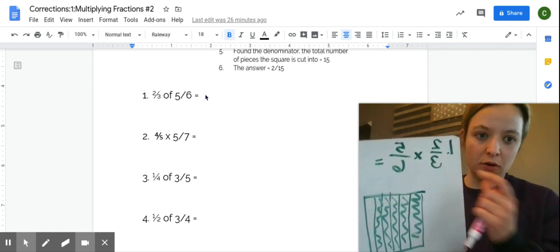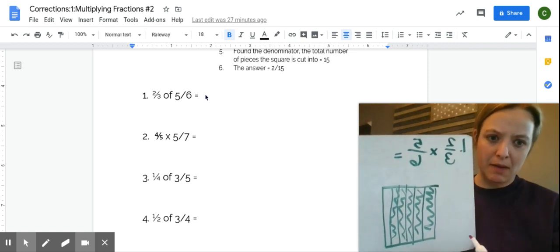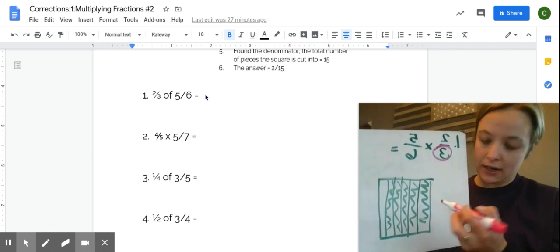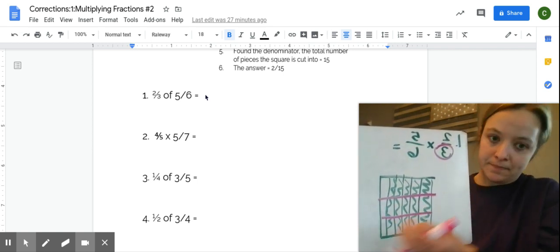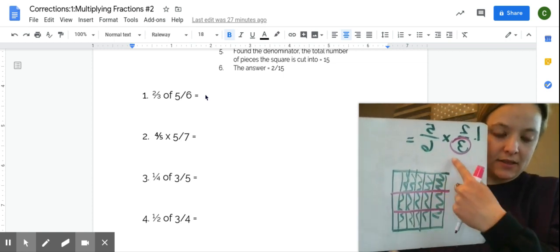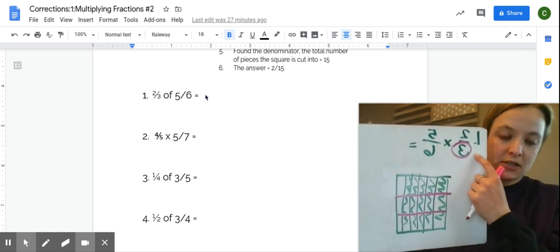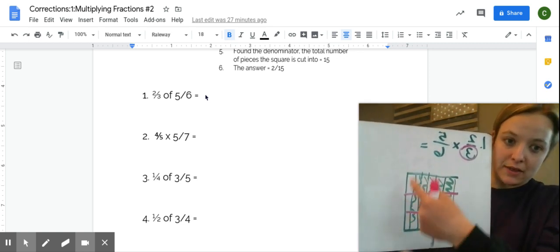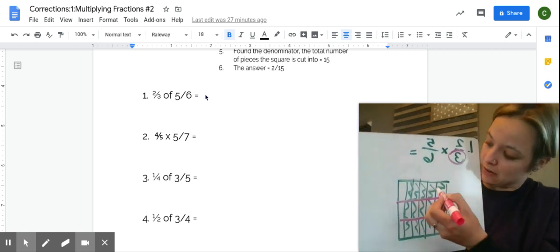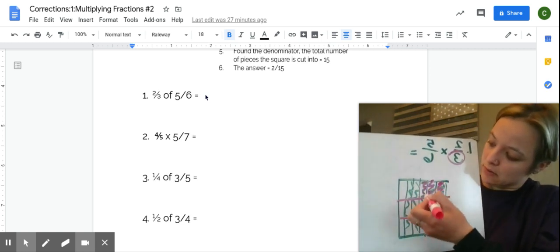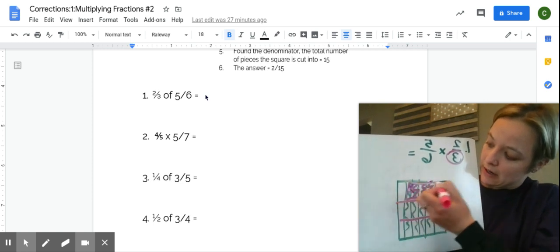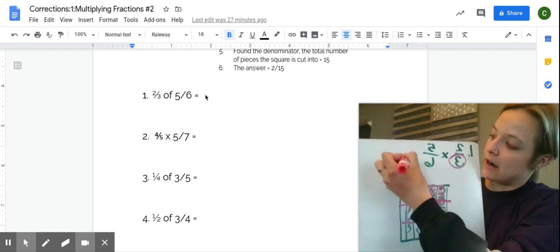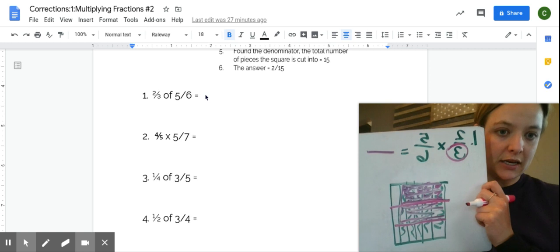Okay, of my 5/6, I want to know if I want 2/3 of that, how much would that be? So my denominator is 3, so I need to cut my square again into thirds. So if you look, first I cut it into sixths, and then I cut it into thirds. Of these thirds, I care about 2 of them. Since we're only looking at 5/6, we ignore this last piece since that's not part of my first fraction. So I have 1, 2. Notice I'm coloring in 1/3, 2/3.